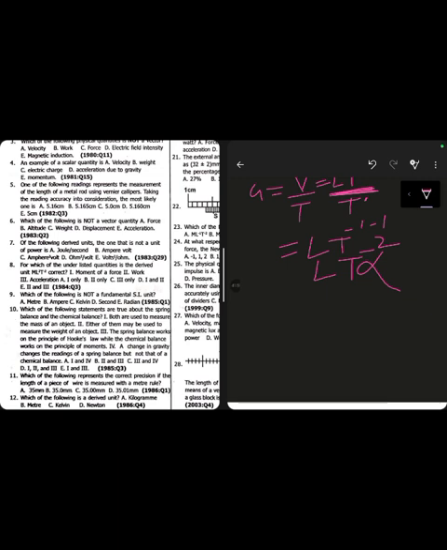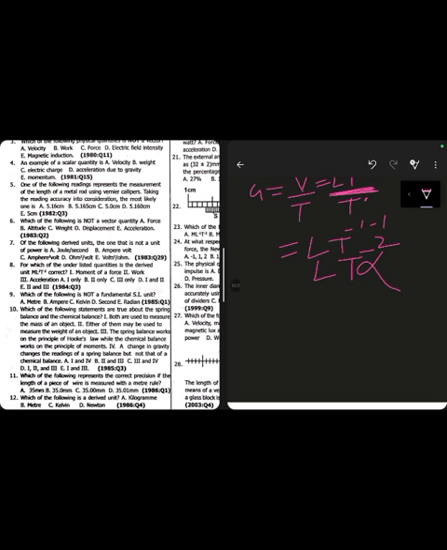Question 9 says, which of the following is not a fundamental SI unit? Which of them? The answer is radian. Radian. Because meter is a fundamental SI unit. It is for what? Length. Ampere for current. Kelvin for temperature. Second for time. Radian is not for a fundamental quantity.